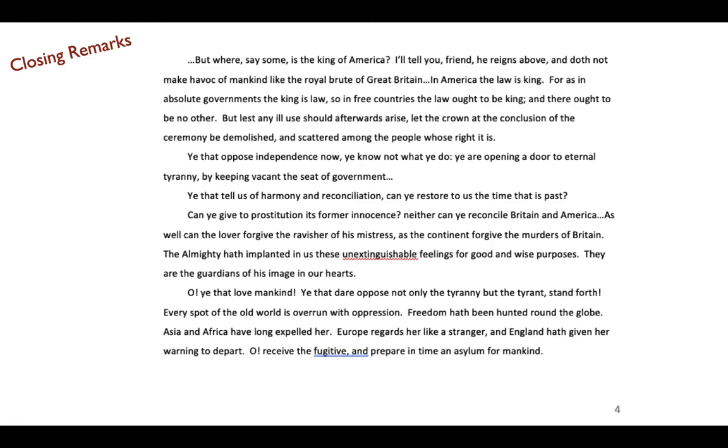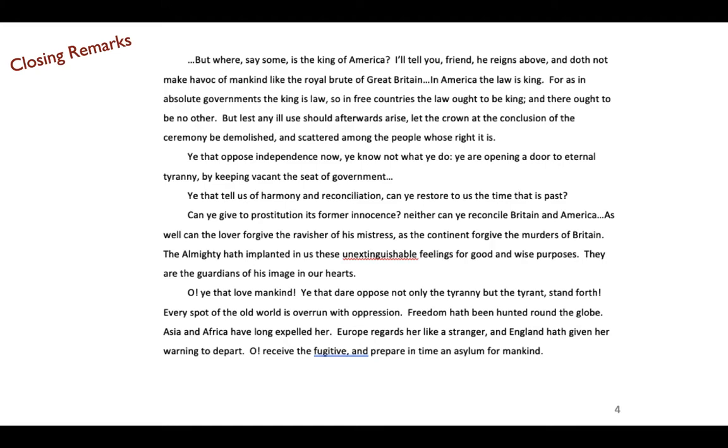Every spot of the old world is overrun with oppression. Freedom hath been hunted around the globe. Asia and Africa have long expelled her. Europe regards her like a stranger, and England hath given her warning to depart. O receive the fugitive, and prepare in time an asylum for mankind.